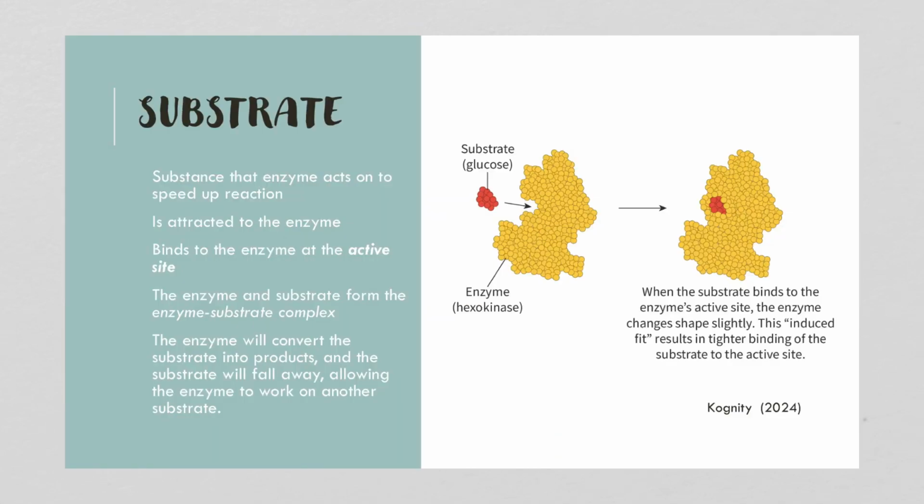So what's a substrate? That's the substance that the enzyme itself acts on to speed up the reaction. And it will bind to the enzyme at the active site. So this is our enzyme. This one's called hexokinase. And the substrate is glucose. So it inserts itself here at the active site. And then it forms something called the enzyme substrate complex. And then the reaction takes place. So the enzyme converts the substrate into products, and then it'll release the product away, and then the enzyme can then work on another one. And we'll talk about how they fit together in our next slide.